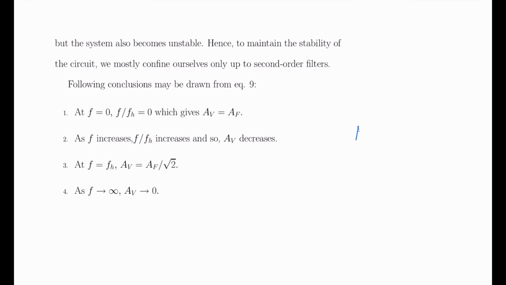Let us see how it takes place. AV is AF upon root over 1 plus (F upon FH) to the power 4. When F and FH are equal, this is 1, so this is 1 plus 1 is 2, so this is root over 2, which is here. When F increases, F upon FH increases, and therefore AF upon this whole factor decreases. So AV decreases. Clear? When F tends to infinity, this term tends to 0.